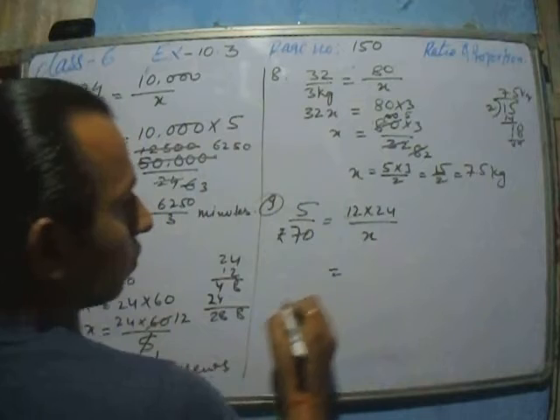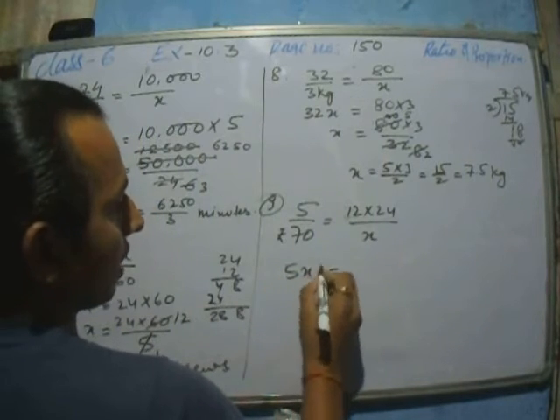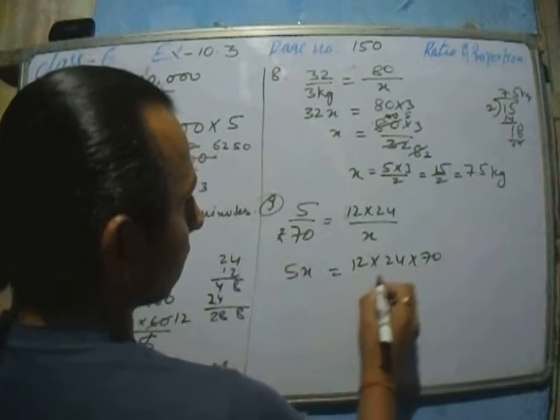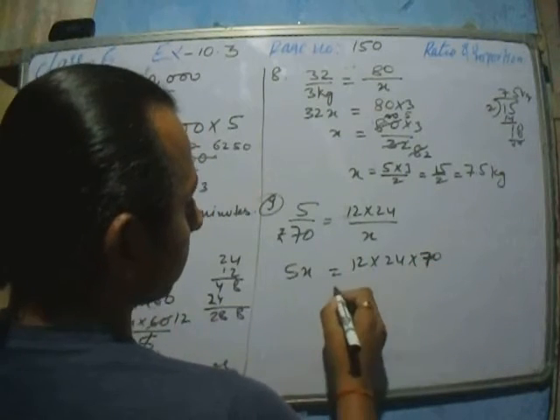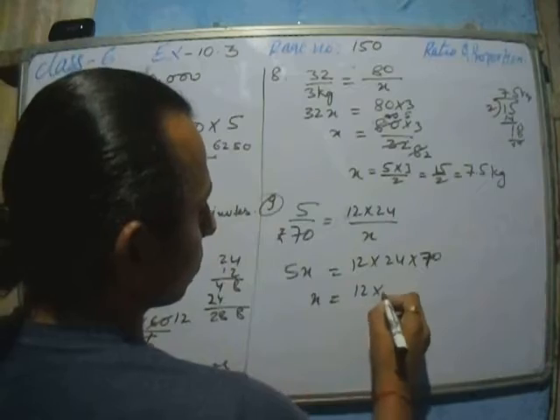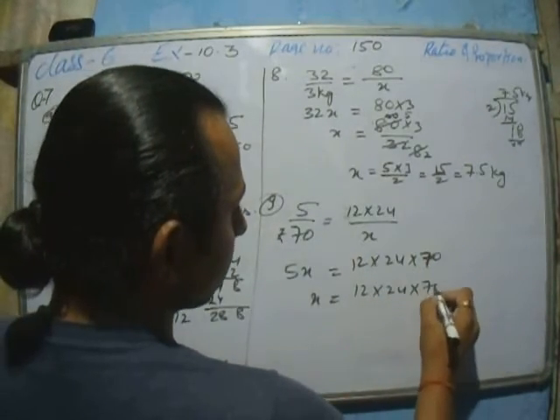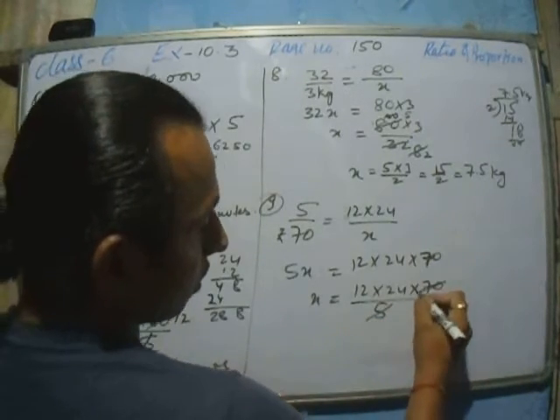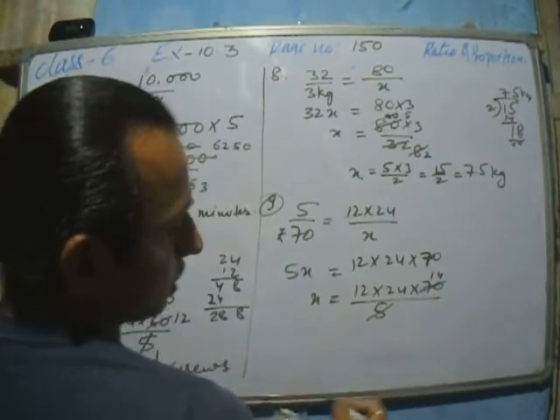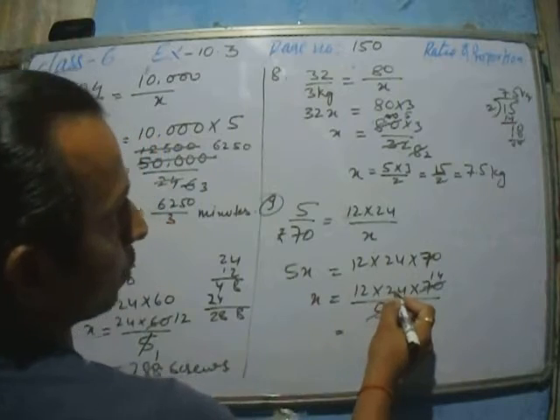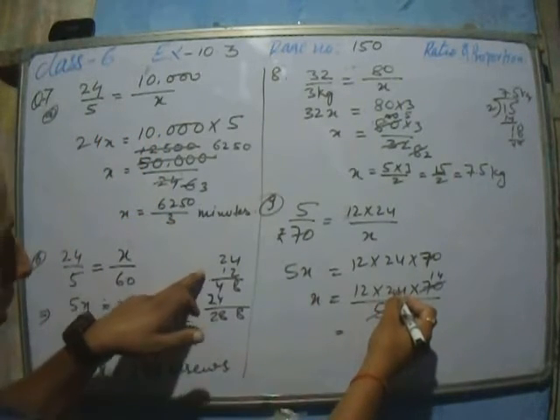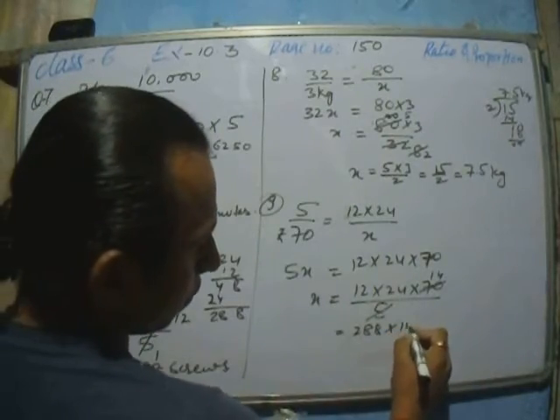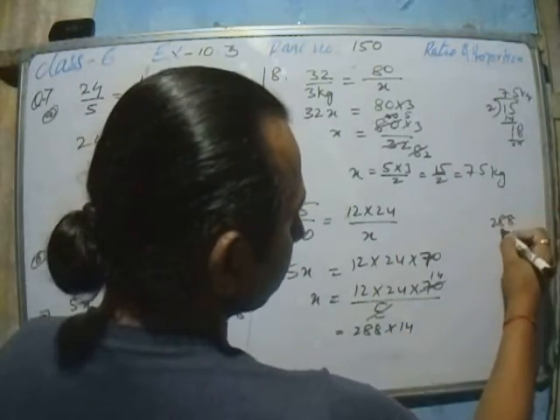So here what we need to do, cross multiply 5x, then 12 into 24 into 70. Okay. Now x is equal to 12 into 24 into 70. So here 5 will come down. 5 1 is 5, 5 4 is 20. Okay. Then 12 into 24, we multiply over here, we got 288. So 288 into 40.